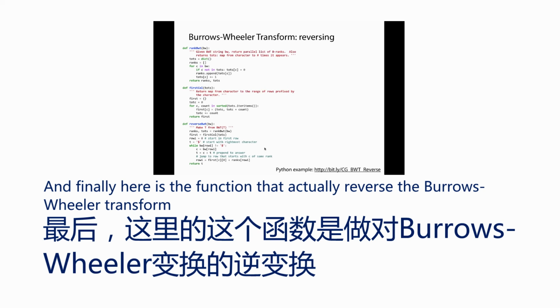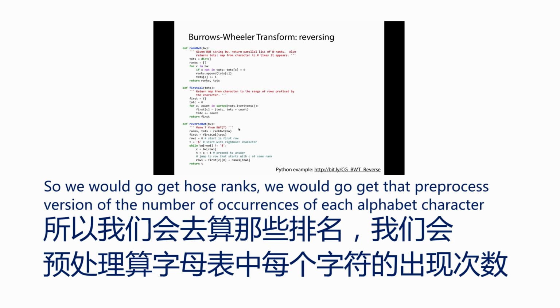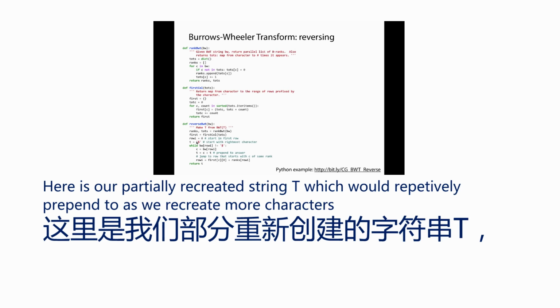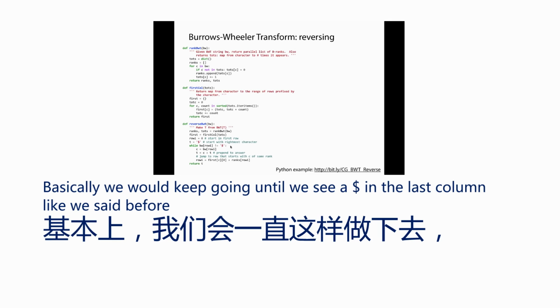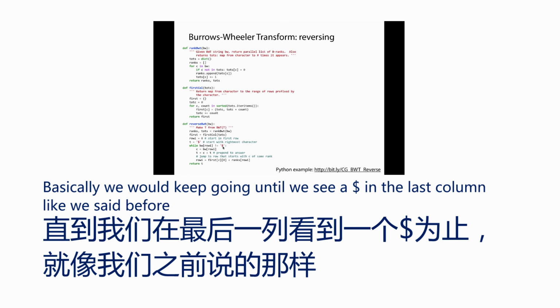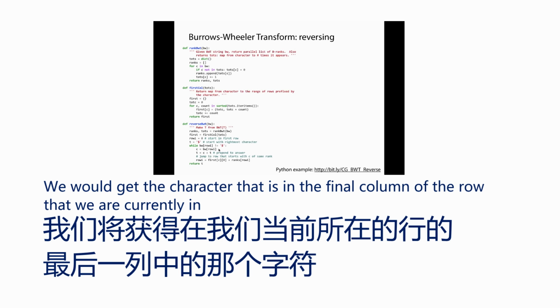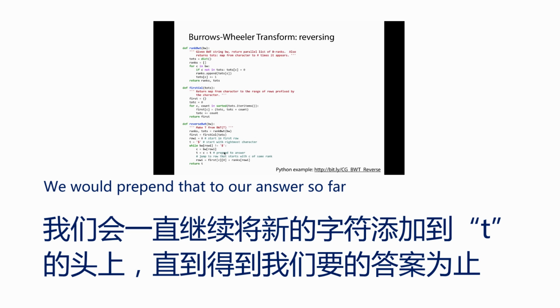And then finally, here's the function that actually reverses the Burrows-Wheeler transform. We're going to get those ranks, and we're going to get that preprocessed version of the number of occurrences of each alphabet character. We're going to start in the first row. Here's our partially recreated string T, which we're going to repeatedly prepend to as we recreate more characters. And then here's our loop. Basically, we're going to keep going until we see a $ sign in the last column, like we said before. We're going to get the character that's in the final column of the row that we're currently in, and prepend that to our answer so far.